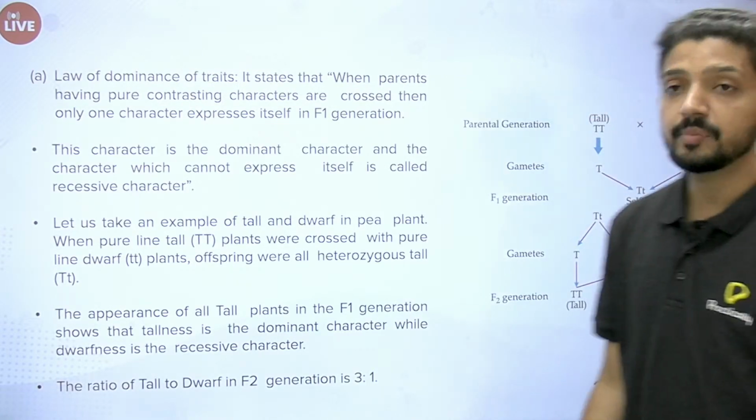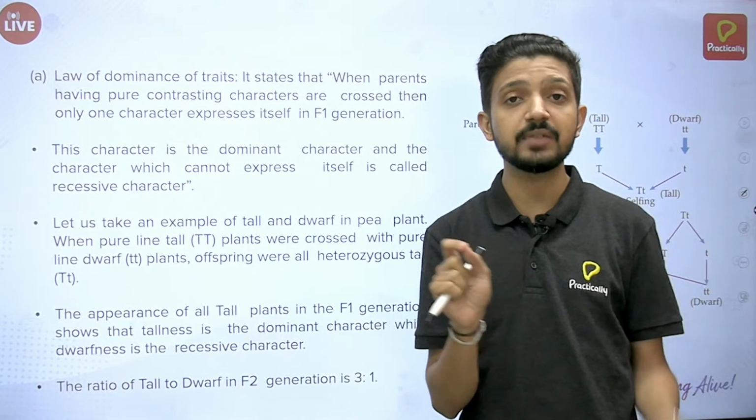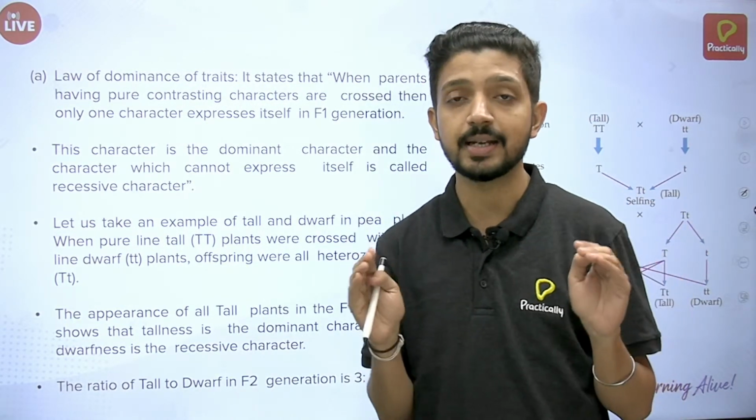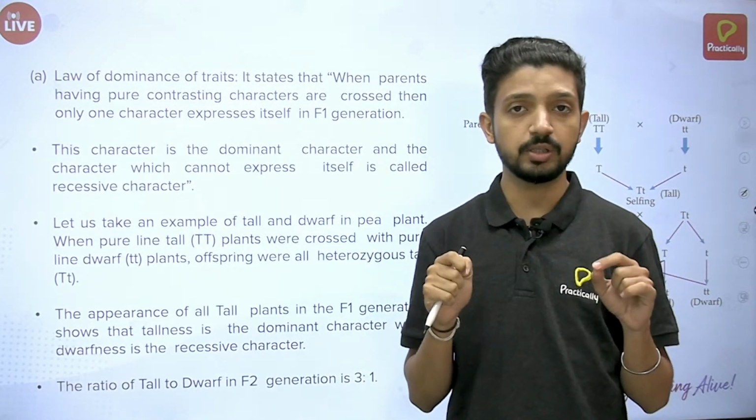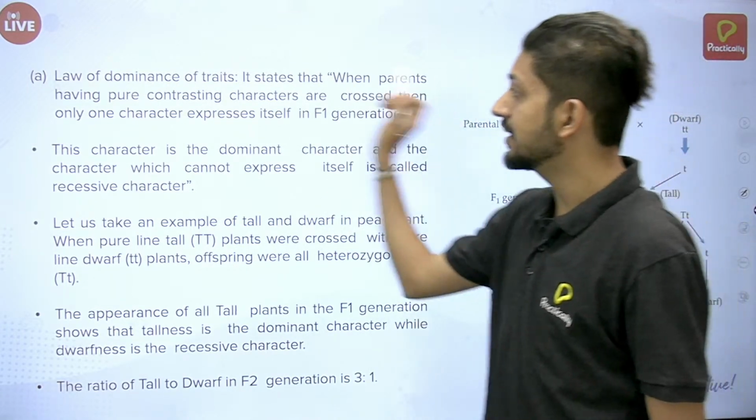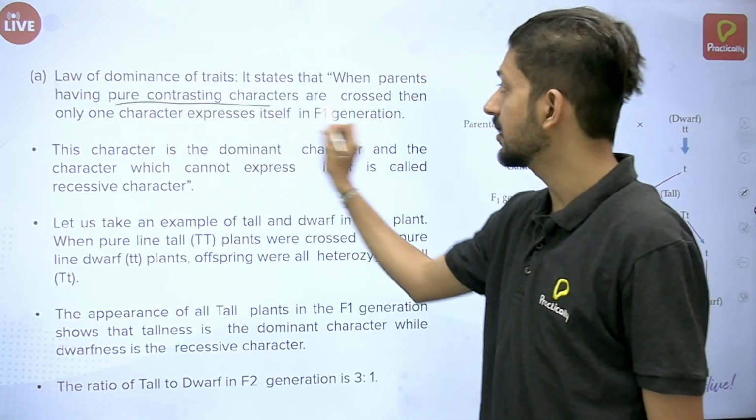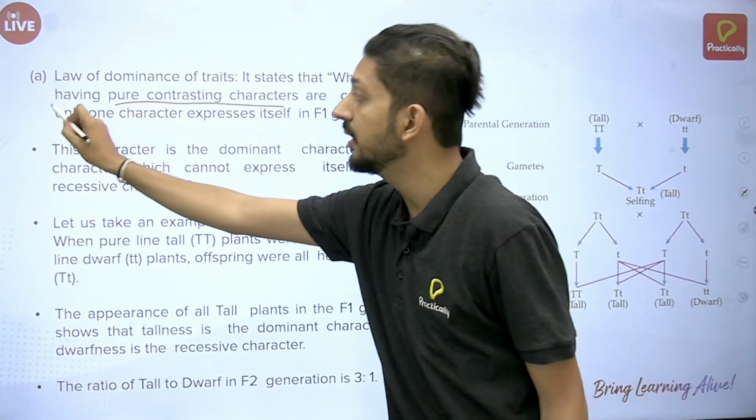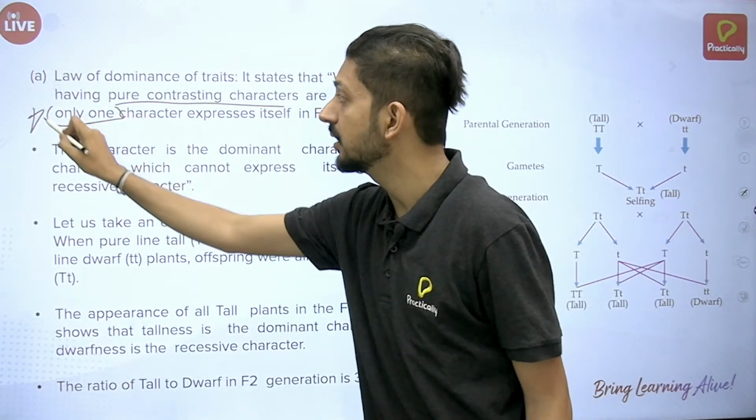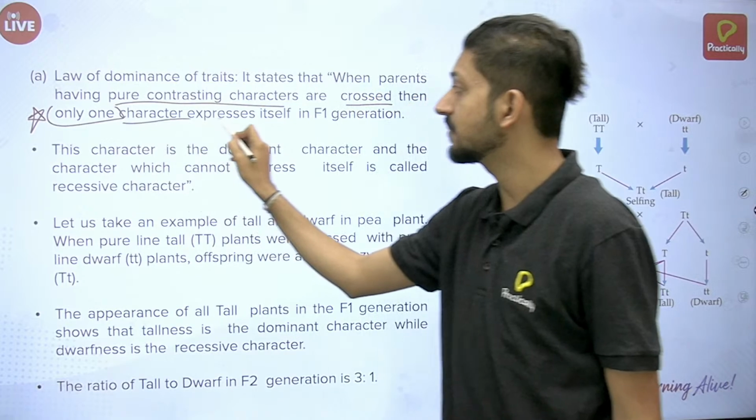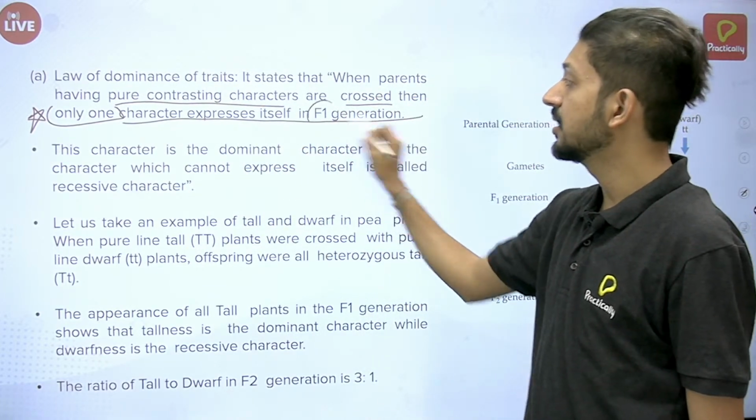First part, what is law of dominance? We have to write the exact statement. See, whenever they ask you a statement given by a scientist, we have to be accurate in it. Okay. So it says that when parents having pure contrasting characters are crossed, then only one, this is the very important keyword over here, only one character expresses itself in F1 generation.